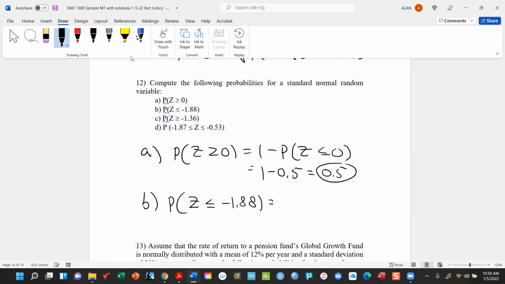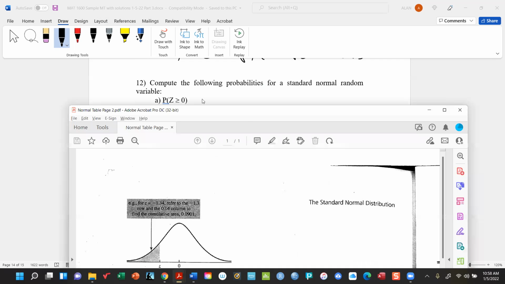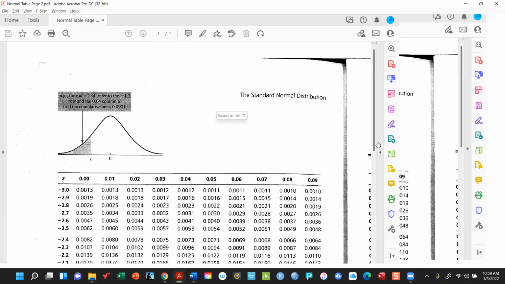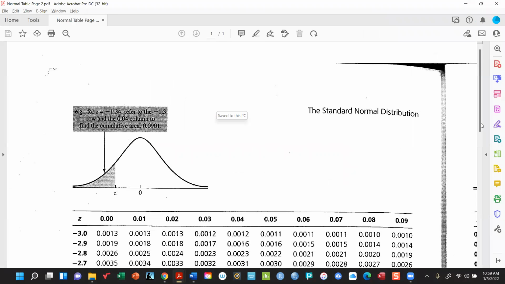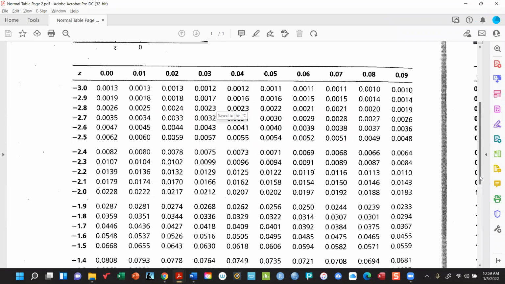Now, less than or equal to negative 1.88, that one we can just go directly to the negative table. All right, so let's go to the negative table. Negative 1.88. Hold on. So you need the negative 1.8 combined with 0.08.